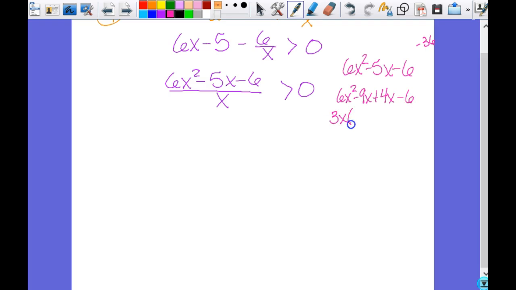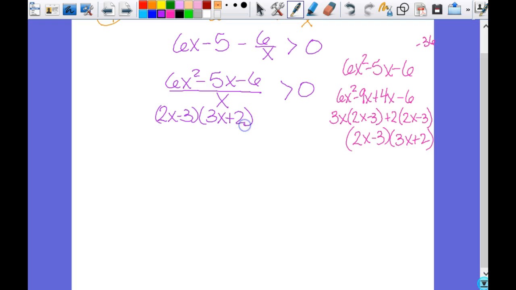So I get 6x squared minus 9x plus 4x minus 6. Factor out my 3, 2x minus 3. It's 2 and 2x minus 3. Right? Should be able to factor this. That's why factoring is so important, because it should be a very small part of what's going on here. 2x minus 3 times 3x plus 2. Right, so I'm going to put that back in the numerator here. 2x minus 3 times 3x plus 2, all over x is greater than 0.